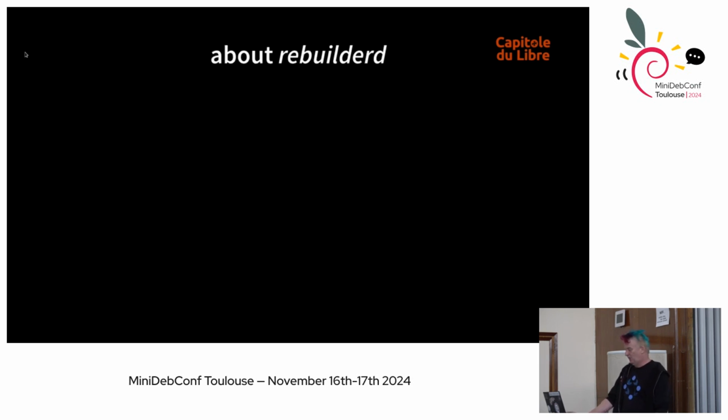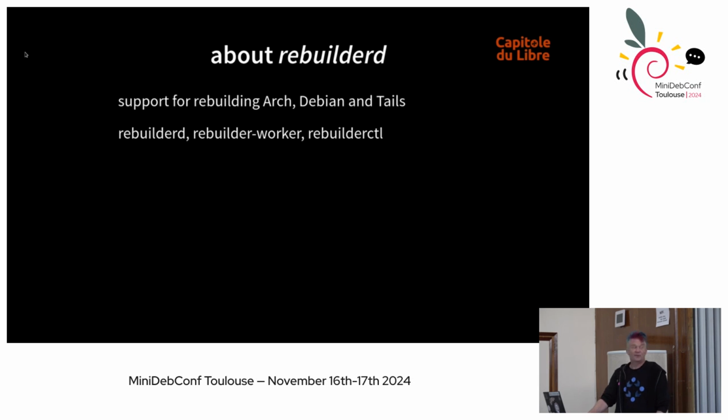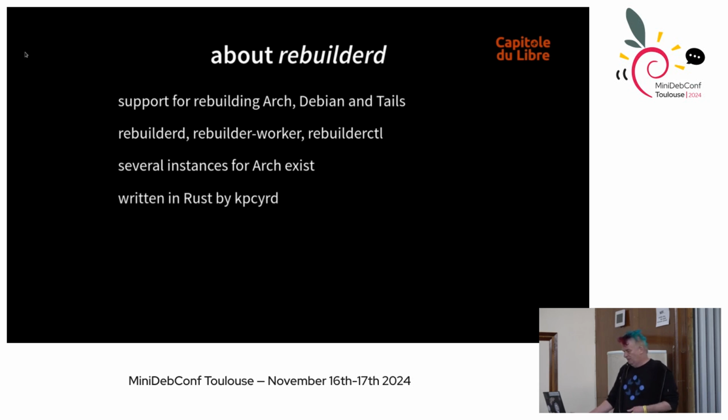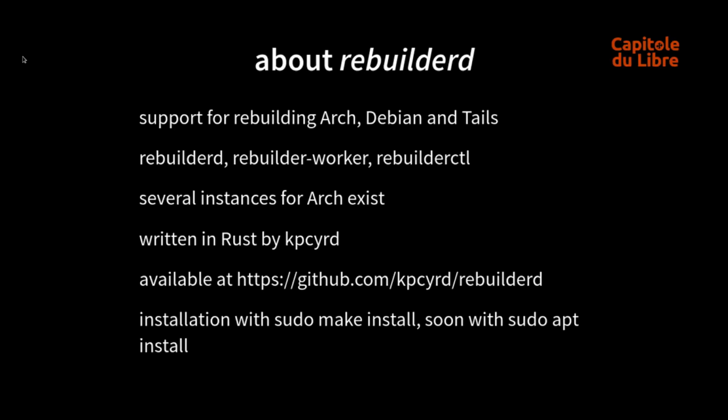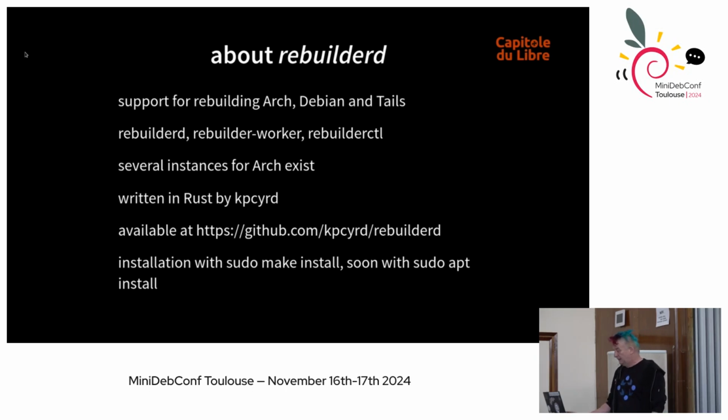And then rebuilderd comes into play. Rebuilderd has support for rebuilding Arch, Debian, and Tails. It's split into a rebuilderd, which orchestrates the work, a worker or several workers, and a control tool. And for Arch Linux, several instances exist, like 8 or something. It's written in Rust by kpcyrd, and it's available at github.com/kpcyrd/rebuilderd. Totally easy URL. And the installation is pretty simple, sudo make install, and soon with apt-get install, like rebuilderd-common is in Debian unstable already. It's Rust, and so I'm packaging it. Or kpcyrd is packaging it, and I'm sponsoring the uploads rather.